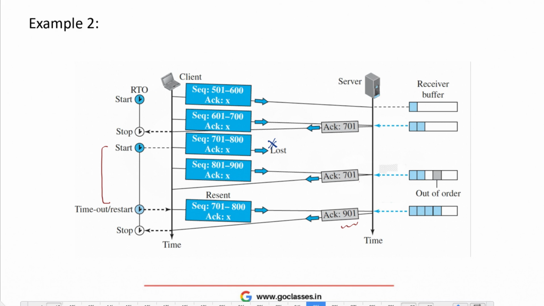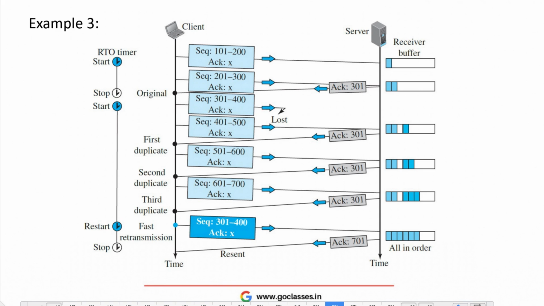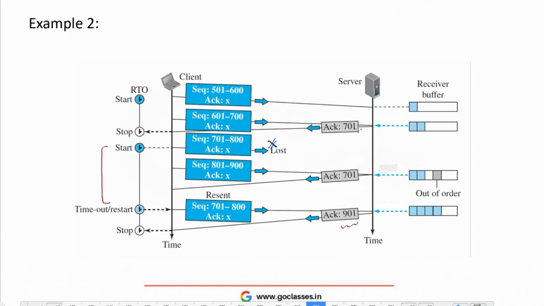Now let's see another example. In this example, I want to show you what if we are getting 3 ACKs. Suppose that this packet is lost, but in between I have got 3 duplicate ACKs. Then before the timeout stops here for this 301 to 400 packet, before the timeout only I am sending the packet. That is perfectly fine, right? So this is retransmission after 3 duplicate ACKs, and this is retransmission after the timeout.